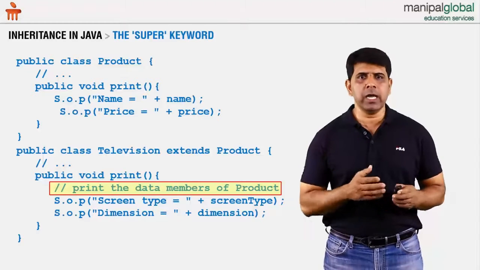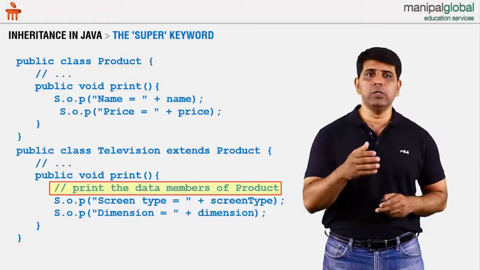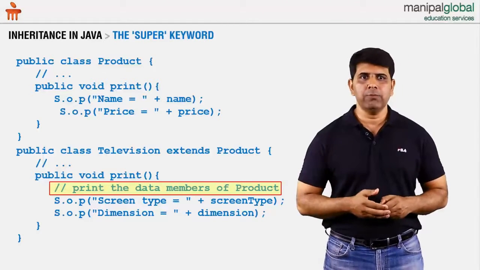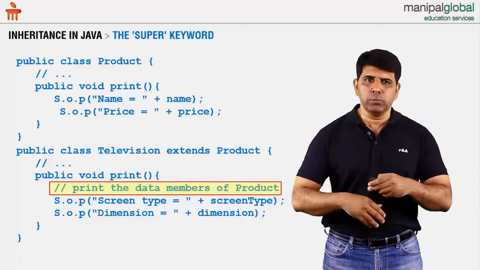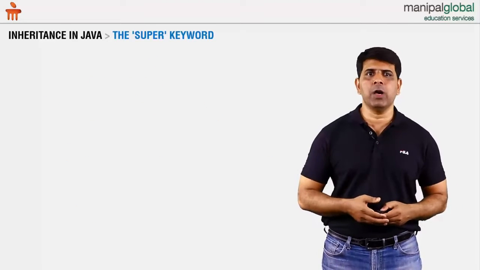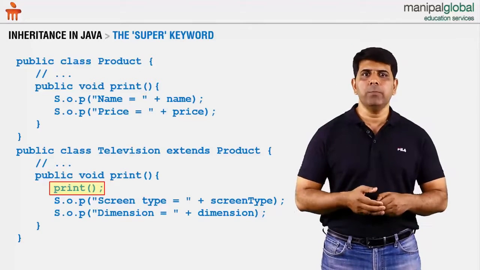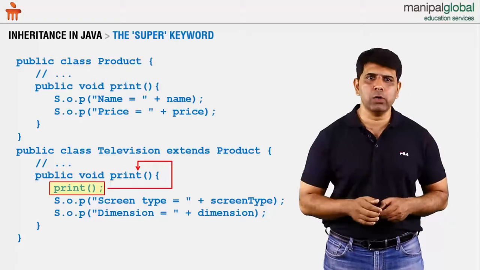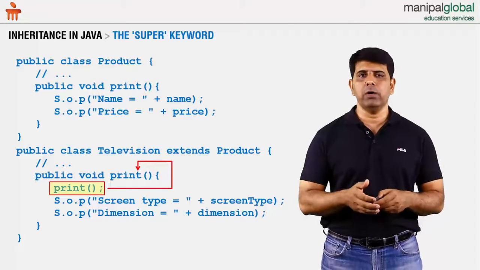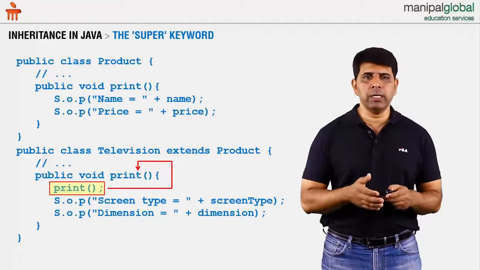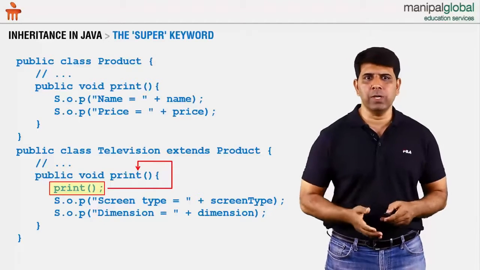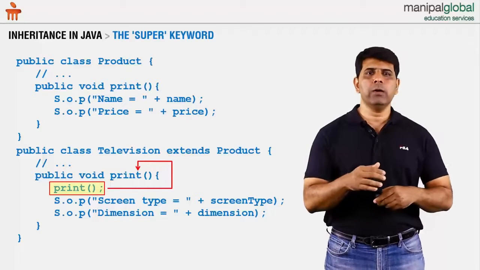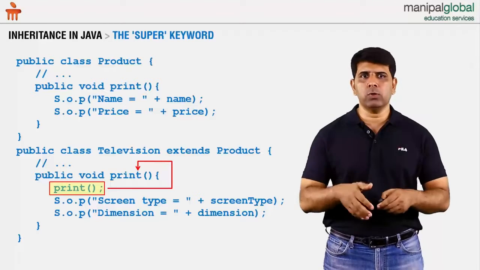But the idea of inheritance is code reusability. We really don't want to repeat the code that is already available in the superclass. But if I just call the print function like this, instead of doing everything on my own here, this becomes a recursive call because the control always goes back to the locally available function. This way your code gets into an infinite loop and eventually your JVM will quit with a stack overflow error.